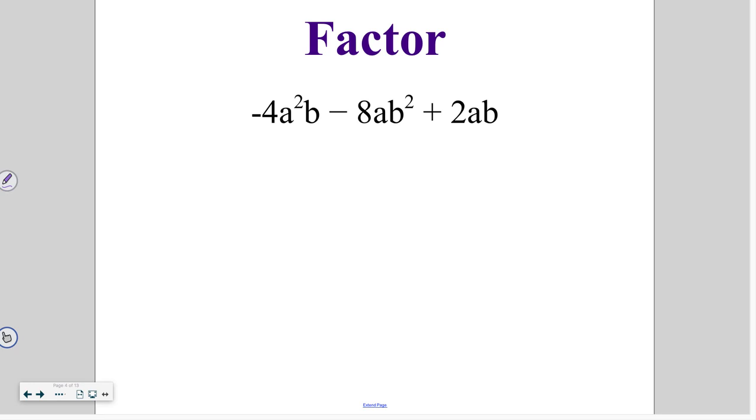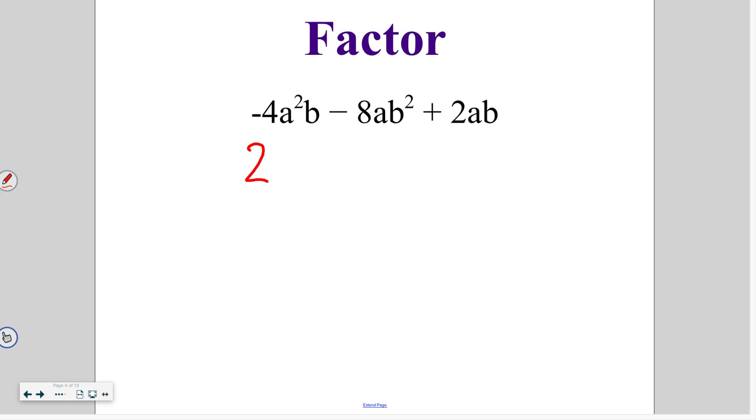Trying another one. So we're looking at negative 4a squared b minus 8ab squared plus 2ab. Again, I want to start with my numbers and see what the biggest number I can divide all of them by. If I'm looking at negative 4, negative 8, and 2, the biggest number I can divide by is 2. We always want to make sure that the GCF that we're pulling out is a positive number. So even though I've got a negative on the 4 and a negative on the 8, there's not a negative on the 2, so I can't pull that negative number out.